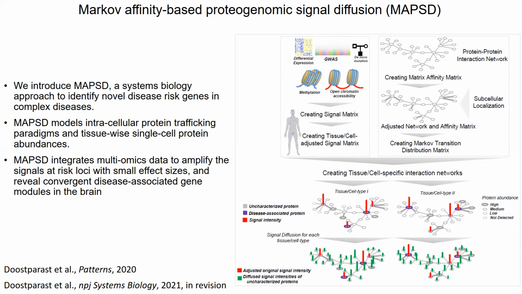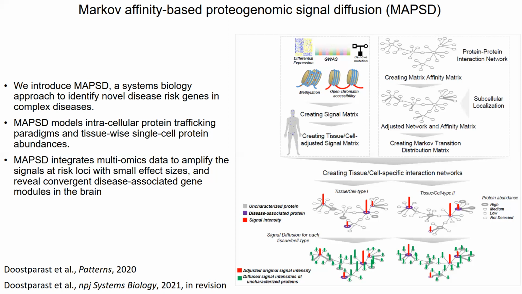Here we introduced Markov affinity-based proteogenomic signal diffusion, or MAPSD, which is a systems biology approach to identify novel candidate risk genes in complex disorders. In fact, this method tries to model intracellular protein trafficking paradigms and also tissue-wide single-cell protein abundances at the same time. This method tries to integrate multiomics data aimed at amplifying the signals at risk loci with small effect sizes in order to reveal the convergent disease-associated gene modules in the brain.